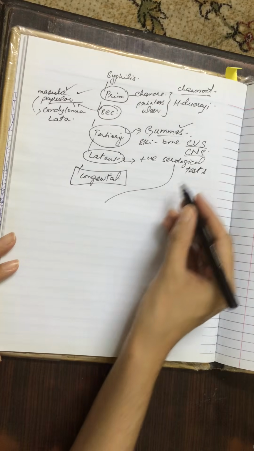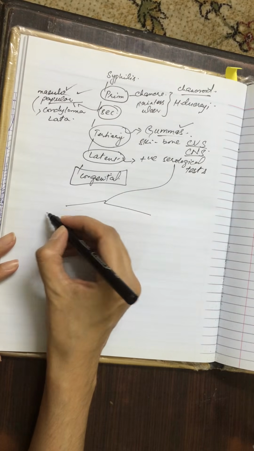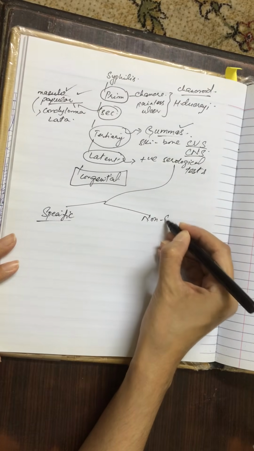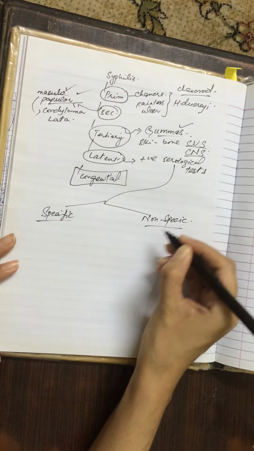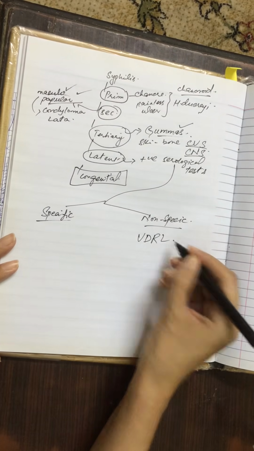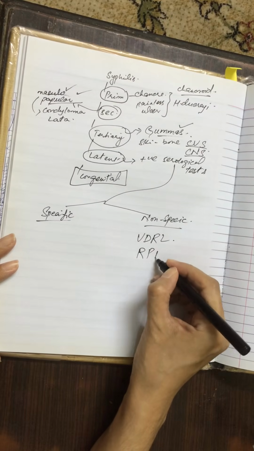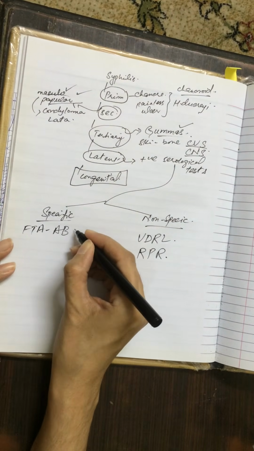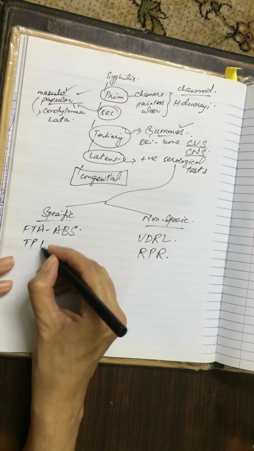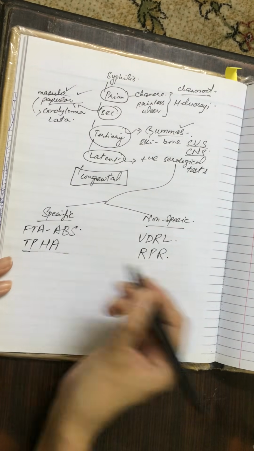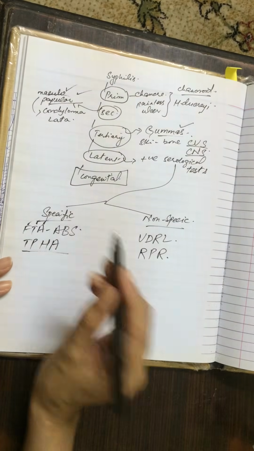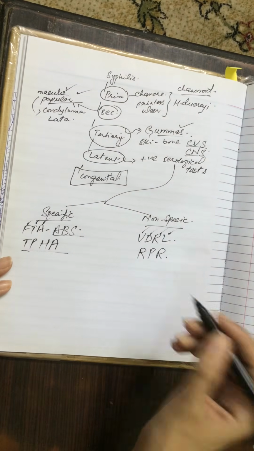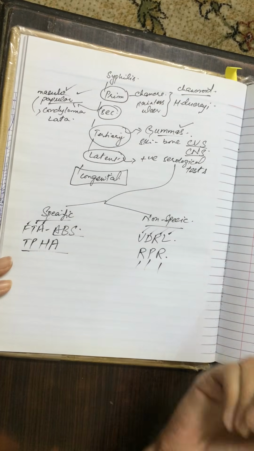Now, what are these serological tests? Two types, specific and non-specific. Non-specific are VDRL and RPR, and specific are FTA-ABS and Treponema pallidum hemagglutination test. That is, fluorescent treponemal antibody absorption test, Venereal Disease Research Laboratory, and rapid plasma reagin test.